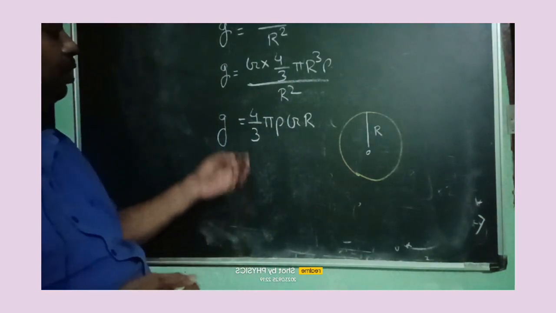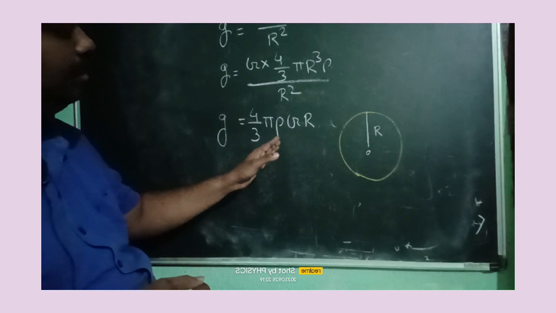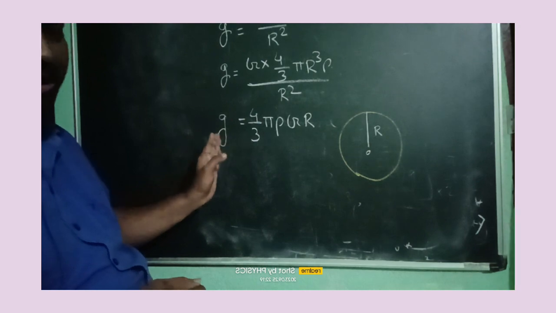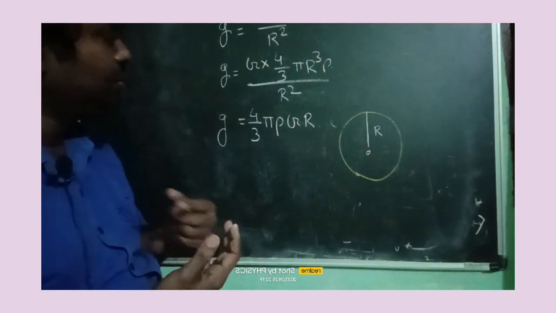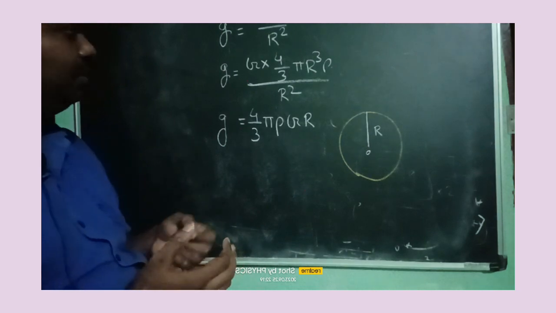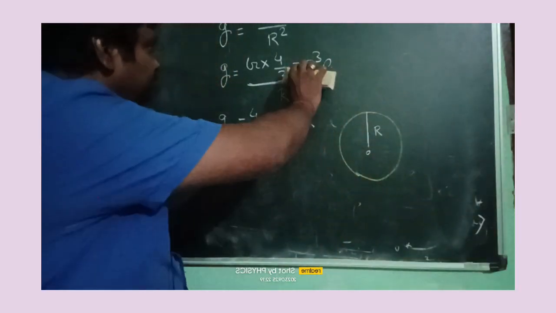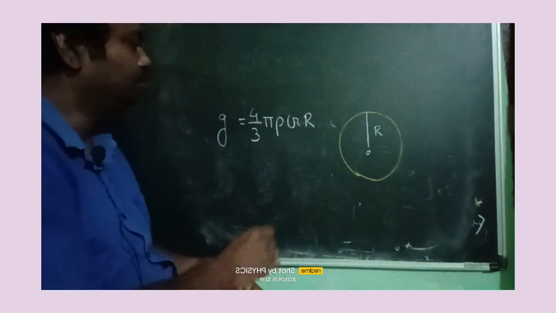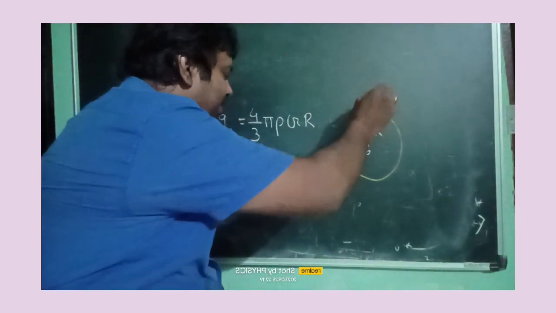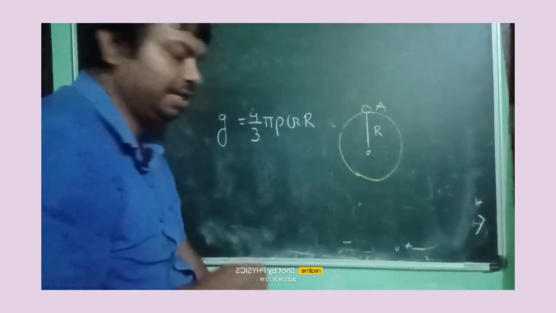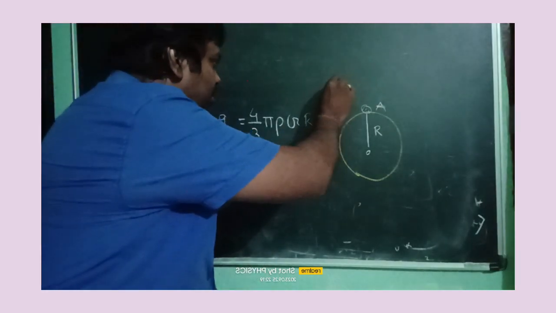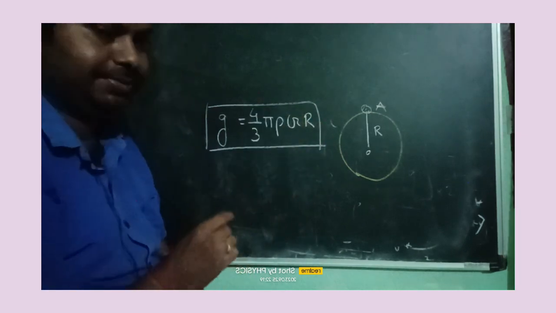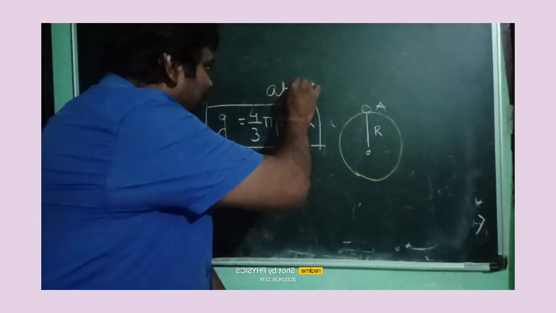That is the relation between the density of the Earth's material, the gravitational constant, the radius of the Earth and the acceleration due to gravity. Now to find the variation of acceleration due to gravity due to depth: when an object is on the surface of the Earth, that is at point A, small g is equal to 4/3 pi rho G into R.